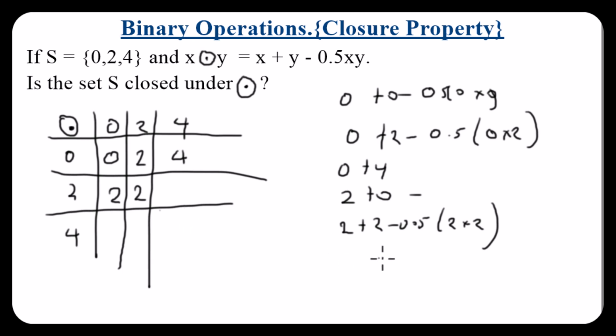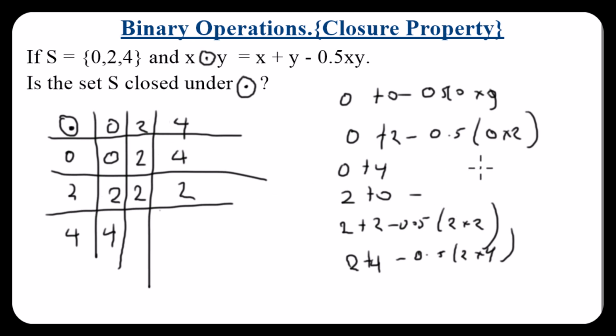Okay, next one, so 2 plus 4, minus 0.5 times 2 times 4. So 2 times 4 is 8, 8 times 0.5, that should be 4. Then 2 plus 4 is 6, 6 minus 4, again, we're having 2. Okay, I hope this makes sense. 4 and 0, so again, this will be 4 because there's a 0 there, and then this other part will be 0. Okay, so how about 4 and 2?